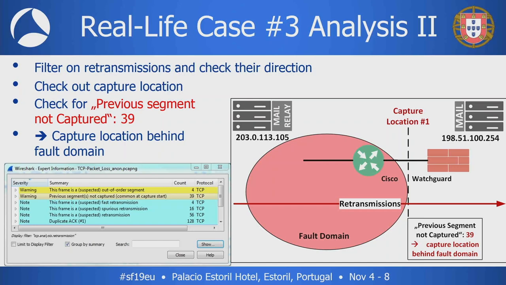You could even filter on that connection by IP addresses and then limit your expert information down to the display filter, and you would instantly see whether this connection is responsible for the packet loss or the retransmission. Now, we see 39 previous segment not captured. And to repeat, whenever you see that, you are behind the fault domain, because you don't see all the original packets dropping in. So, if this capture location is behind because of those symptoms, what are we going to do next? What's your recommendation to the customer?